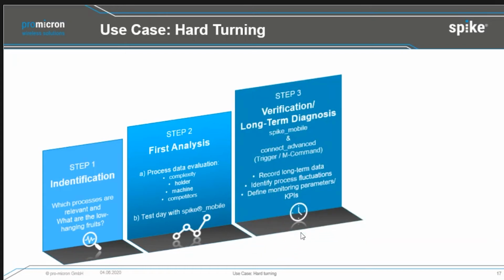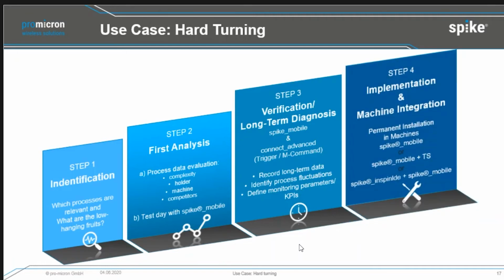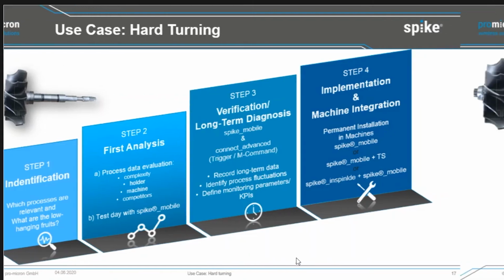Step 3, verification, long-term diagnosis. Either with a Spike Mobile and a Connect Advanced system with force-based trigger or M command trigger to record long-term data. You'll see later on why it's absolutely necessary to gather data over a longer period of time. And finally, the full implementation and machine integration as a permanent installation, either as the Spike Mobile solution as said, or Spike in Spindle if you buy new machines as well. So we'll go through these 4 steps on the specific example of a compressor wheel of a turbocharger.